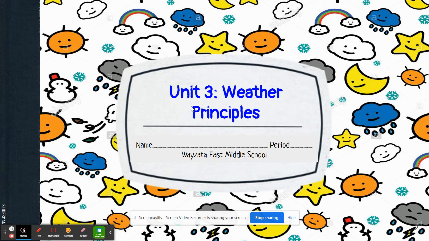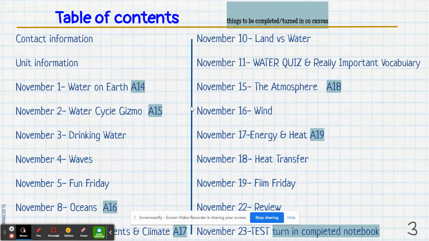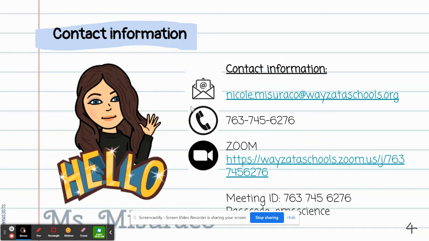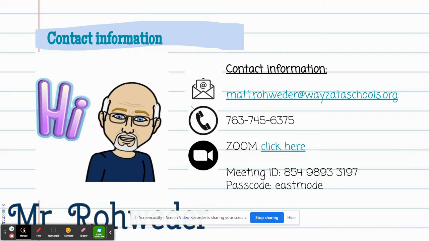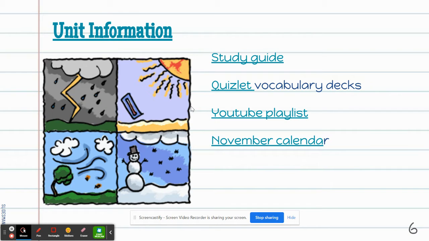Our new notebook looks like this. Typical things in here. Here's our table of contents that shows where we're going for this unit. It should last about a month, take us through most of November. Our contact information. Again, this unit information sheet is real important. It links to the study guide, our Quizlet vocabulary decks, a YouTube playlist, as well as a calendar for November.